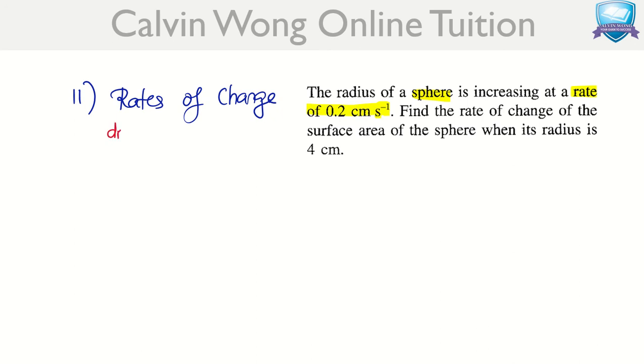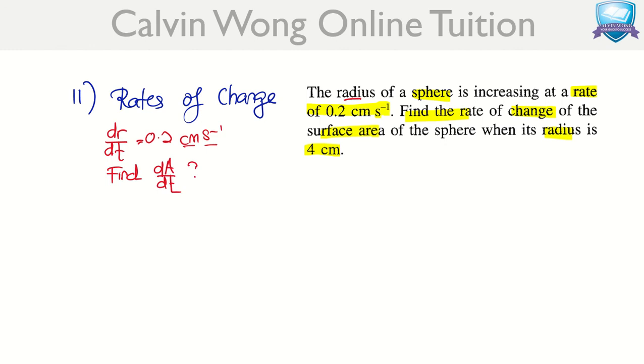So let's write down. They give you the rate: the radius increases at a rate, dr/dt, of 0.2 cm per second. The unit is cm and second. So what is the question? The question asks you to find the rate of change of the surface area when the radius is 4. So the question asks you to find dA/dt.